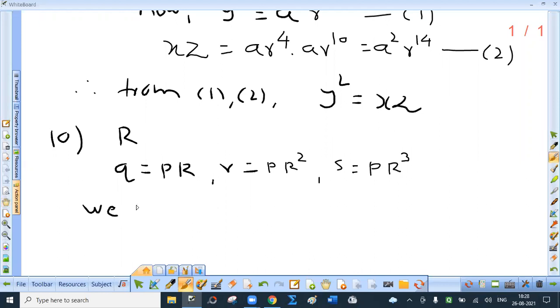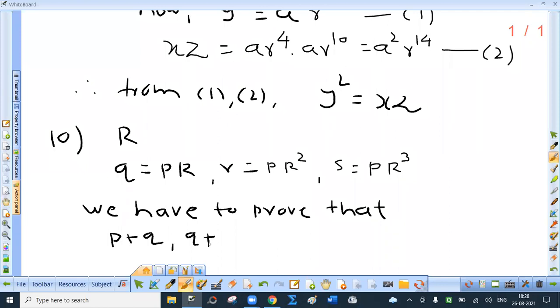We have to prove, or verify, prove, we have to prove that P plus Q, Q plus R, R plus S are in GP.